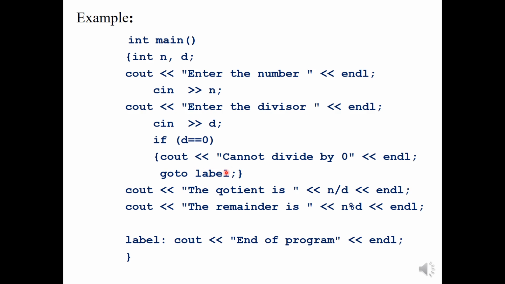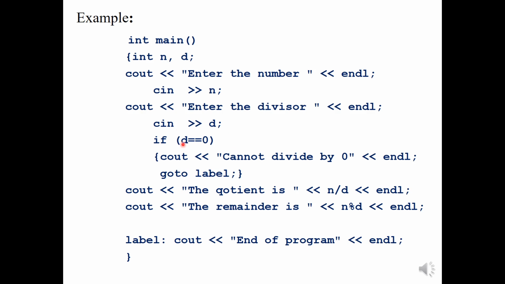It will search for the label. This label can be either below this line or above this line, also anywhere. So it will just take you to that particular label. In this particular case, label is label colon cout end of program.